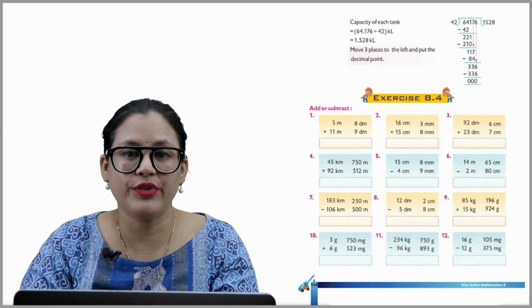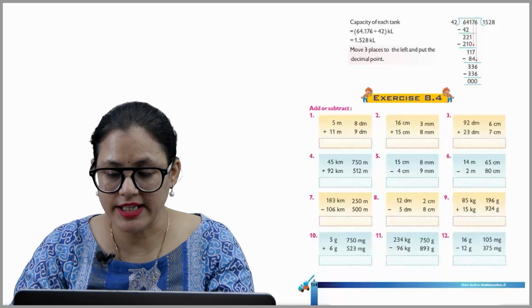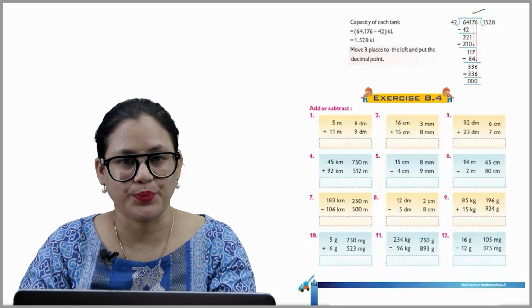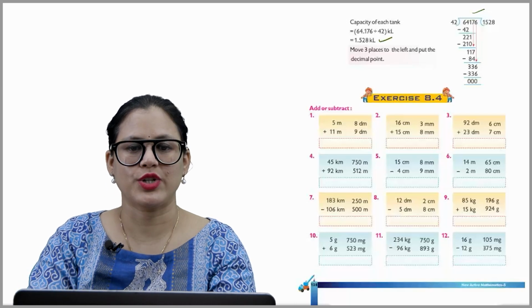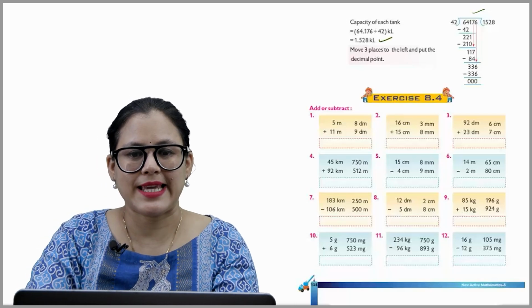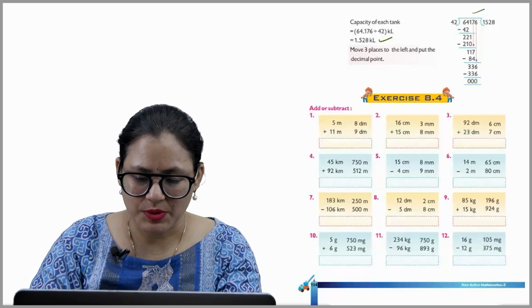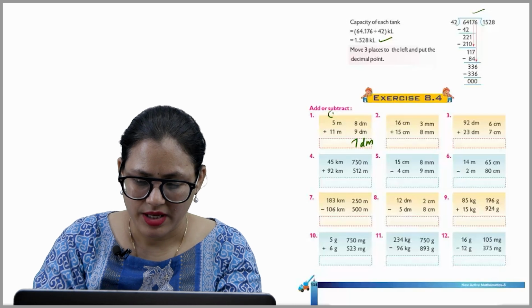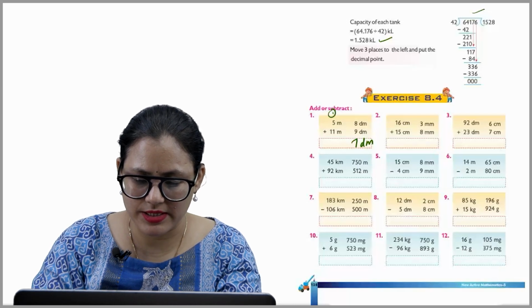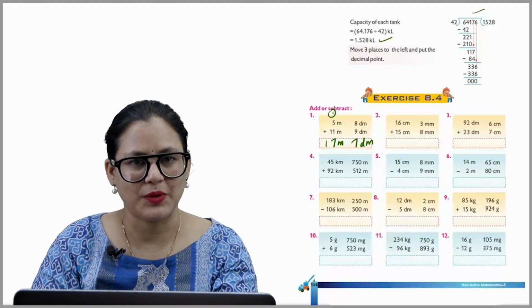Now capacity of each tank, how will we find it? By dividing this number by 42, right? And in this way we will find the capacity of each tank. Now let's do exercise 8.4. Add or subtract. 8 plus 9 is 17 decimeter, 1 carry. 5 plus 1 is 6, plus 1 is 7, and 1, 17 meter, 7 decimeter, right?